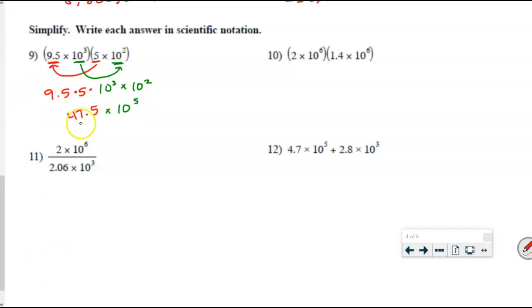And since 47.5 is not between 1 and 10, that means I need to move the decimal from where it currently is so that it is between the 4 and the 7, making it 4.7. But now, since I'm moving this decimal place, that means something needs to change with this exponent. That exponent is going to go, yes, Luis. You don't know. I thought your hand was up. What's going to happen with the exponent of 5? Is it going to go to a 6 or is it going to go to a 4?